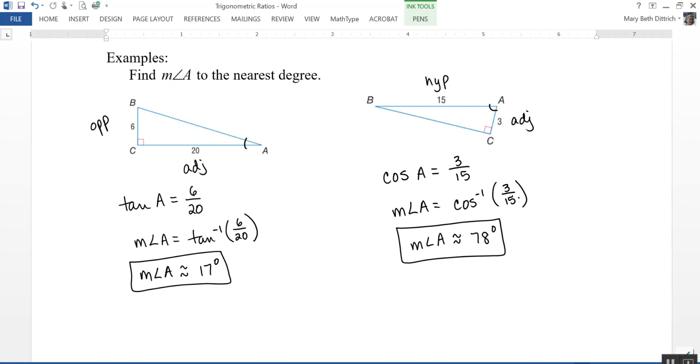So in this video we took a look at trigonometric ratios, sine, cosine, and tangent, what that means with respect to a right triangle, how to find the length of a side of a right triangle given certain information, or how to find the measure of an angle of a right triangle given certain information.